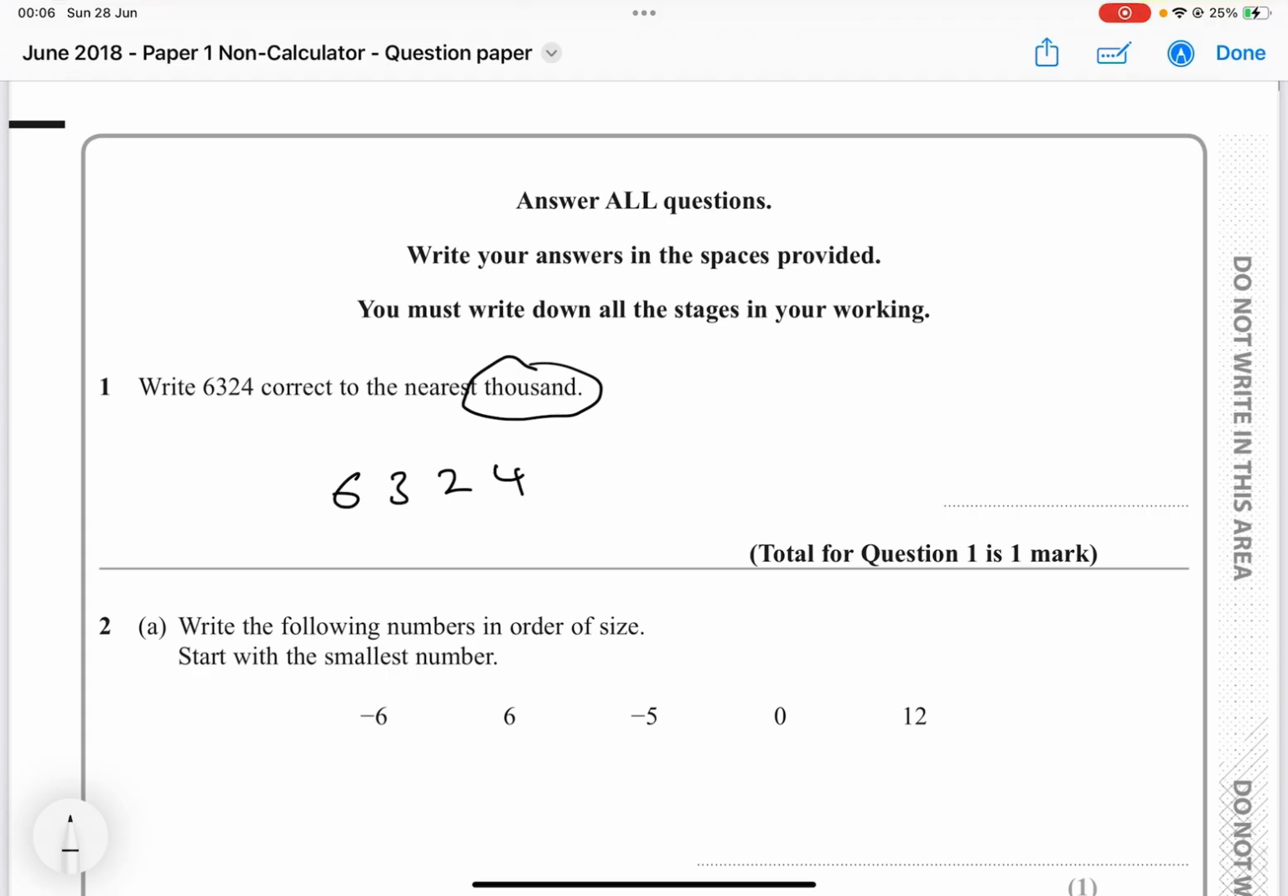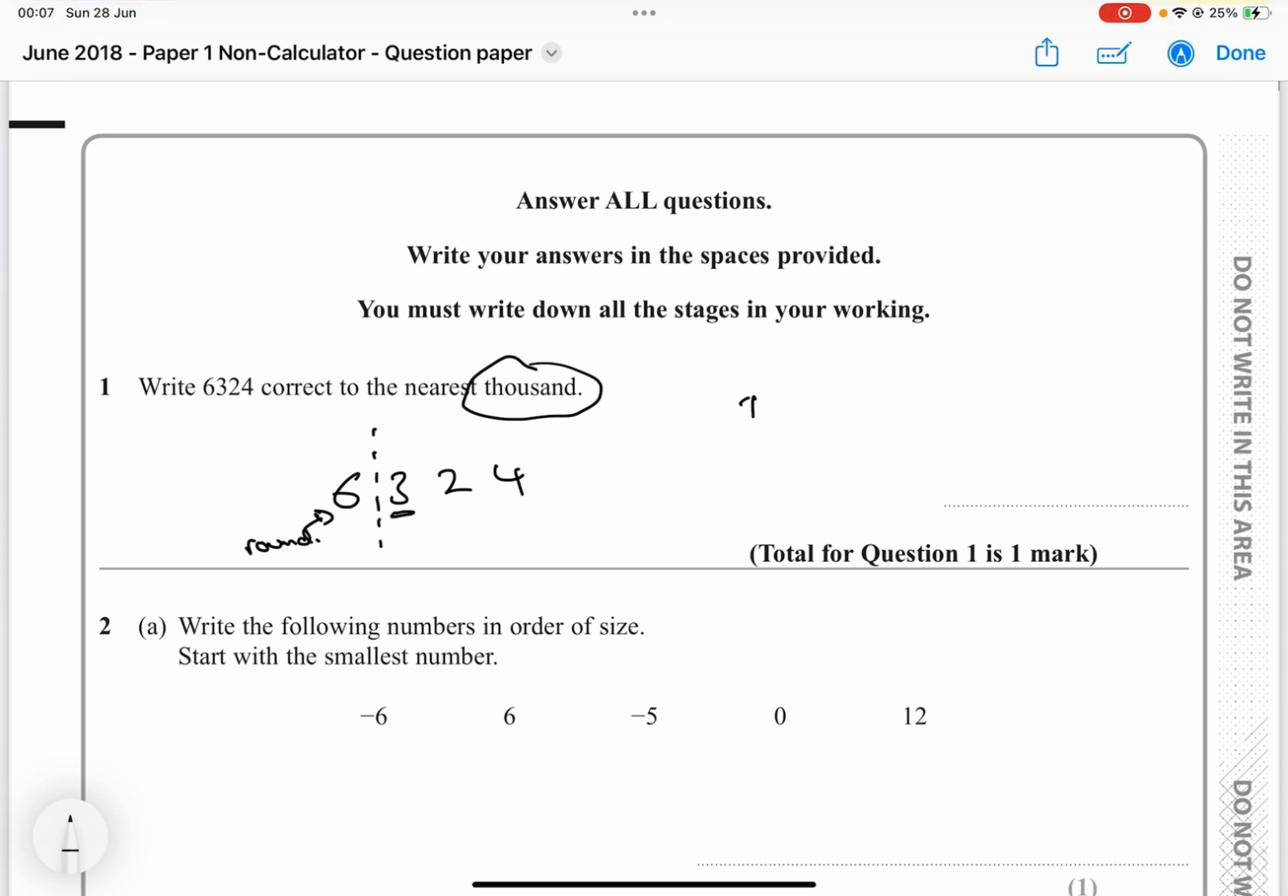So I'm going to go to my 1,000 and I'm just going to block that off. I'm just going to put a line over here. So we are rounding this number over here. However, in order for us to determine if we are going to round up or round down, we must look at the next number. So the next number is 3.